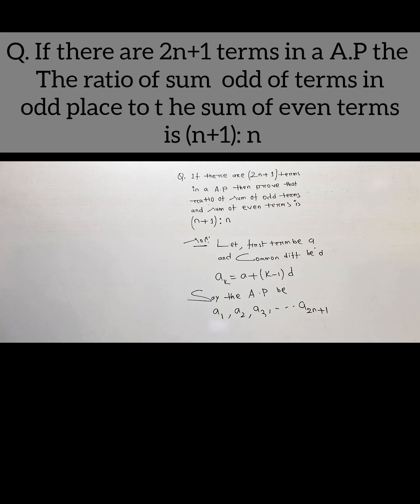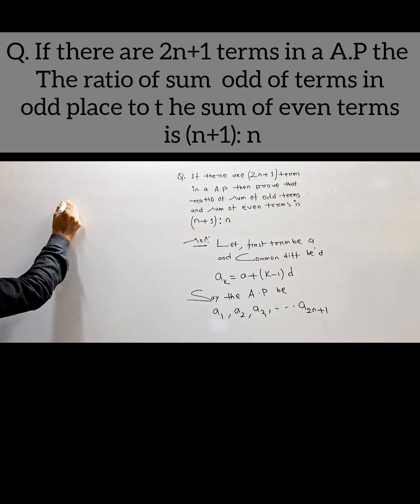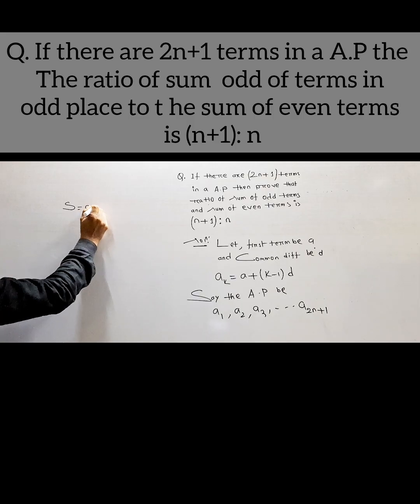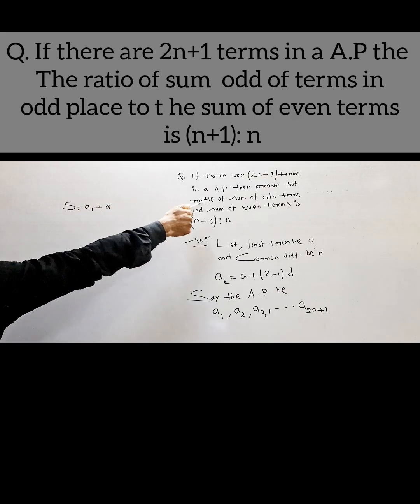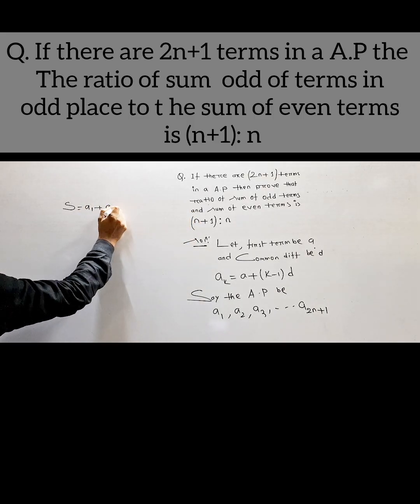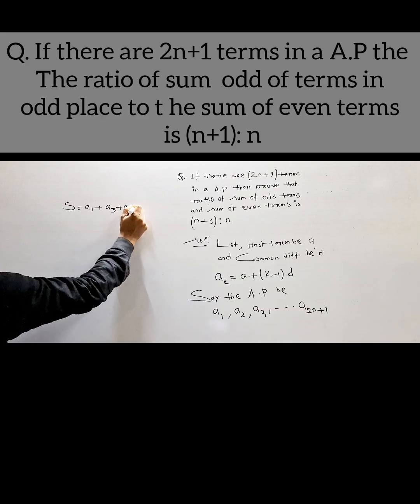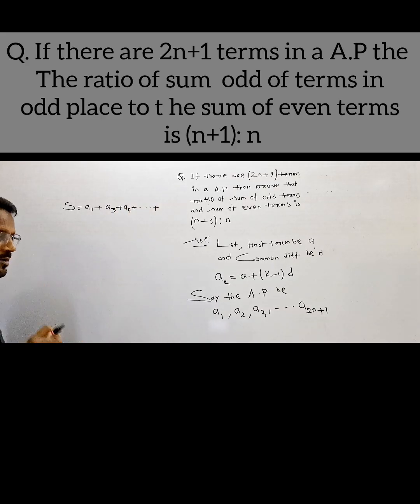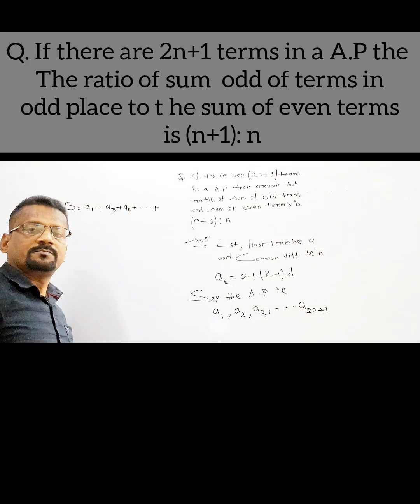Now, sum of the terms which are in odd places. That's why let us take S as the sum of the terms which are in odd places. So according to the question, sum of odd terms is a1 plus a3 plus a5 plus so on. Now the main point, what will be the last term?